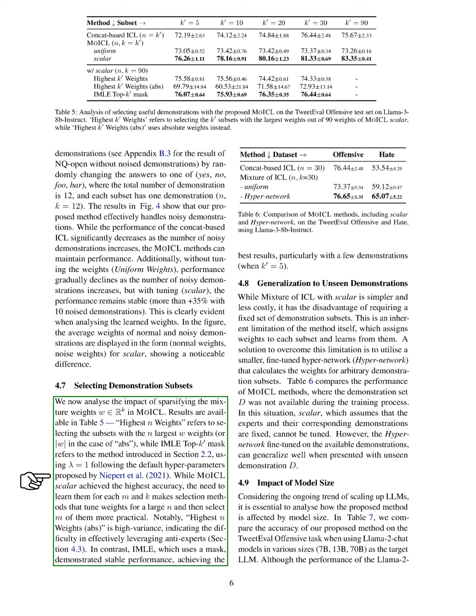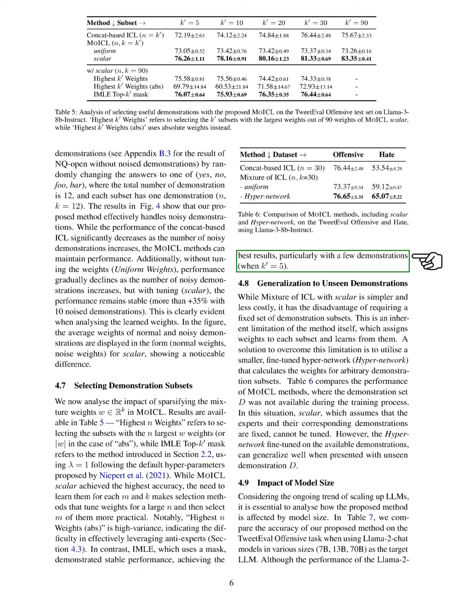Next, we analyze the effect of reducing the mixture weights in MOICL. We refer to the subsets with the largest weights and compare them to a method that uses a mask. Although MOICL scalar achieves the highest accuracy, it requires learning weights for each combination, making it more practical to select a few from a larger set. The method using a mask shows stable performance, especially with fewer demonstrations.